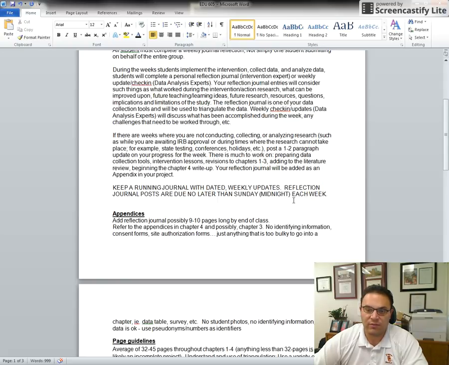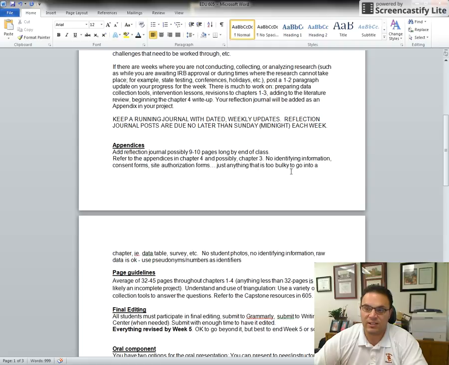No identifying information, consent forms, or authorization forms. Just anything that's too bulky to go into the chapters, like data tables, surveys, etc. No photos, identifying information. Raw data is okay, but again, use pseudonyms and numbers as identifiers.